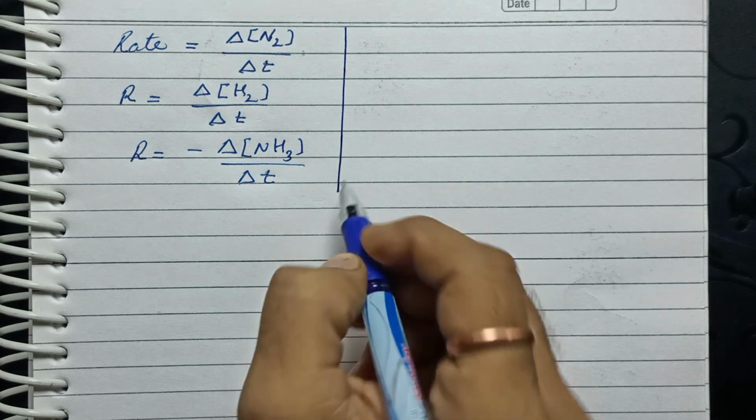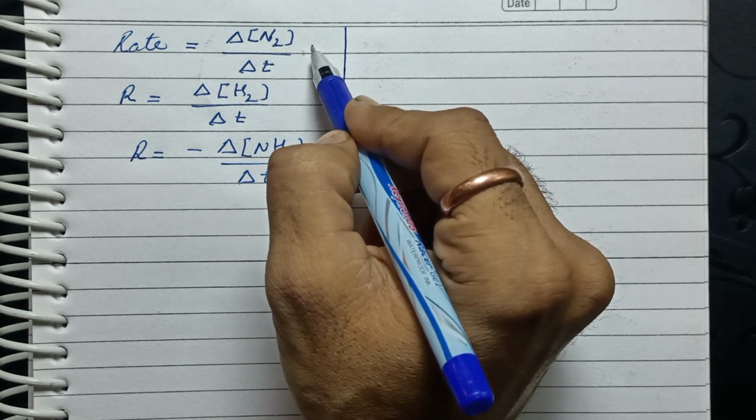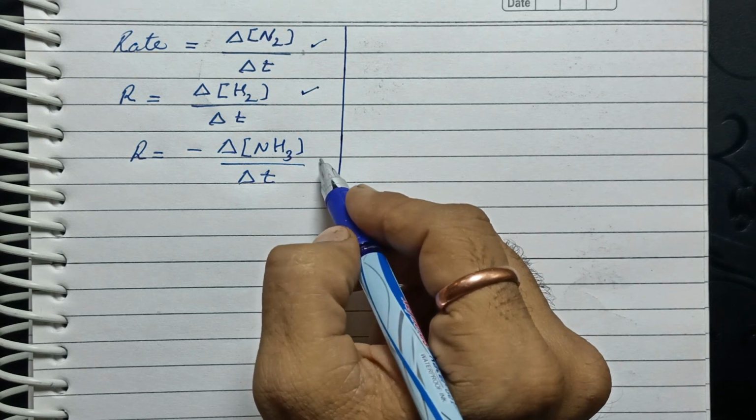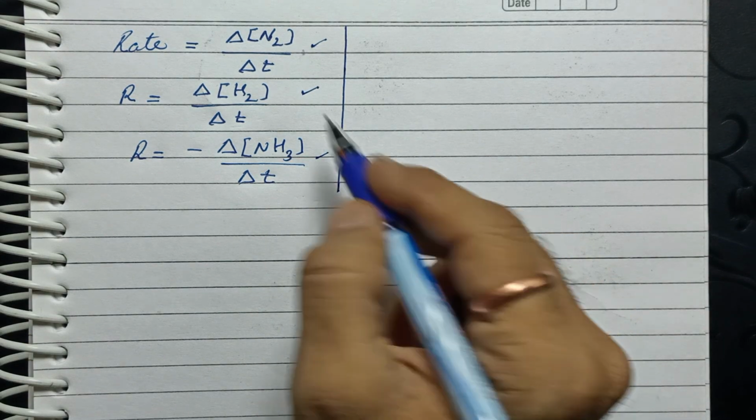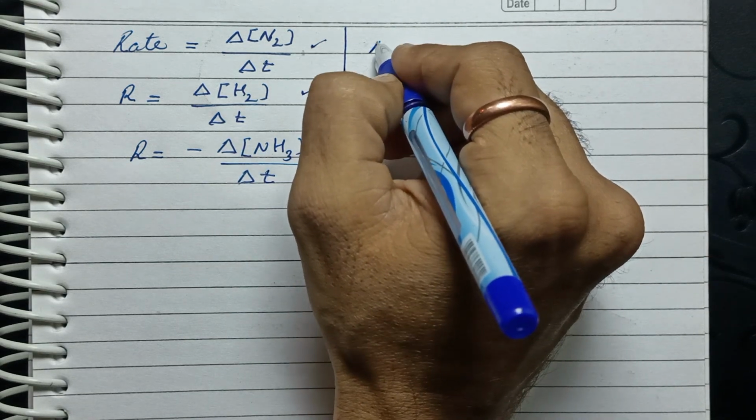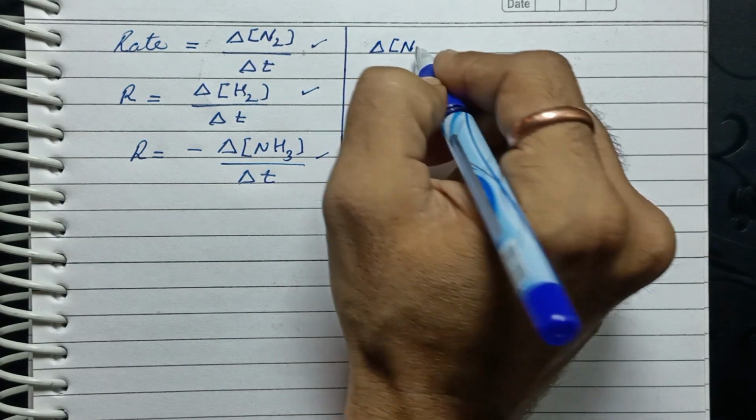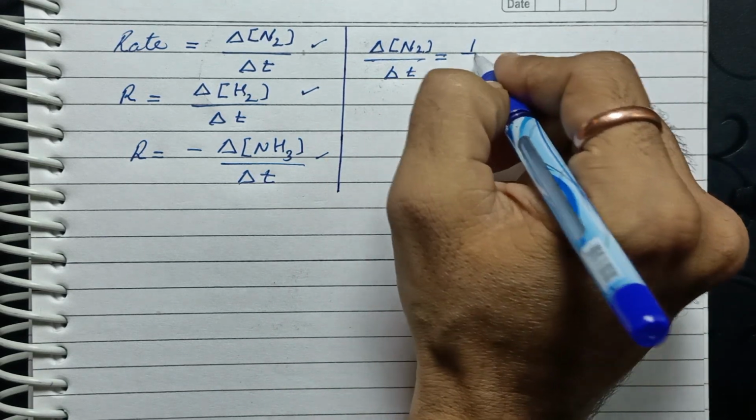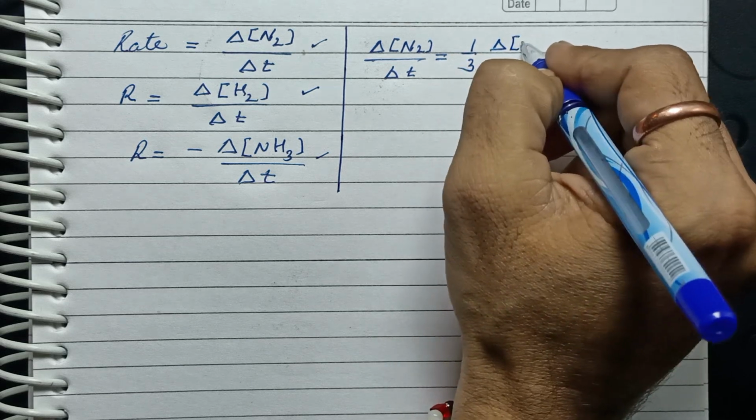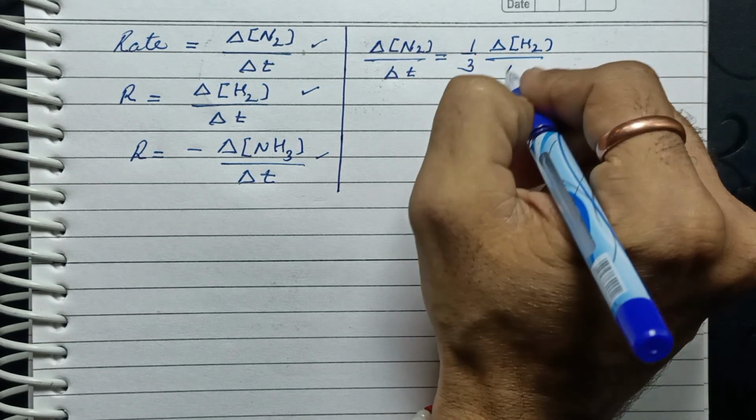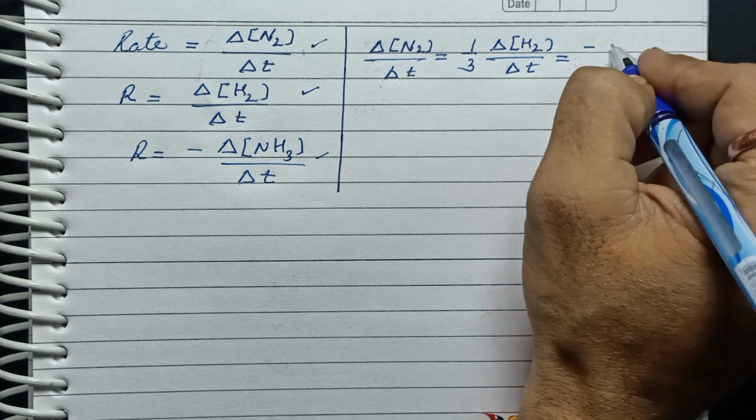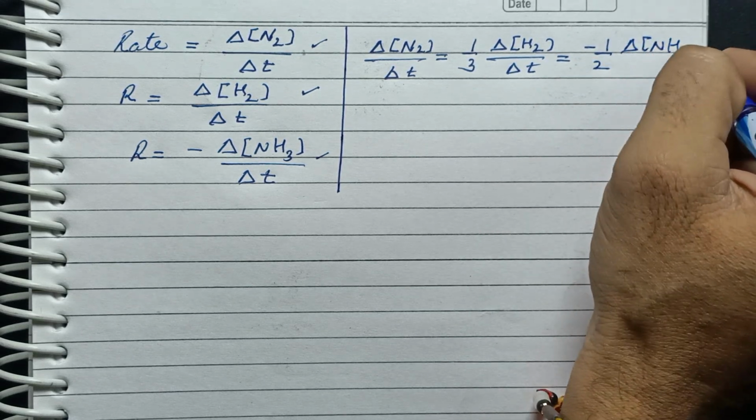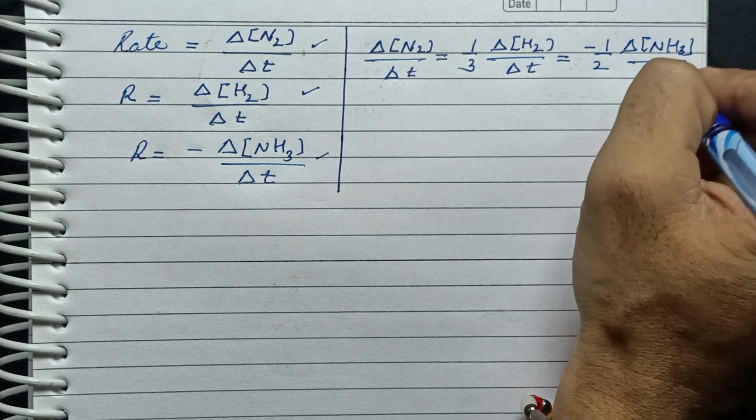Now all these rates, this is the rate of formation of 1 mole of nitrogen, this is the rate of formation of 3 mole of hydrogen, and this is the rate of decomposition of 2 moles of ammonia. In order to equate them, rate of nitrogen is equal to 1 by 3. We must divide them with their stoichiometric coefficient, is equal to minus 1 by 2 change in concentration of ammonia upon change in time.